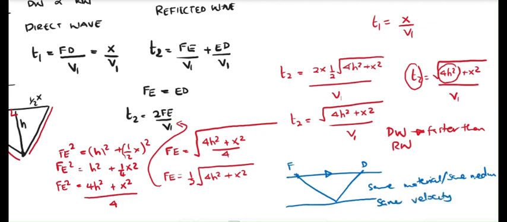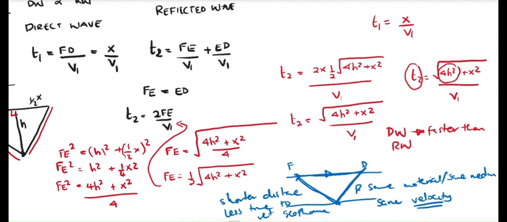Now they are traveling in the same medium, which means they are traveling with the same velocity, right? If they are traveling with the same velocity, let's consider their distance. The reflected wave is going to move from here to here, then back from here to here, but it's going to take a very short distance. Do you get it? Because they are traveling with the same velocity, the direct wave, which is traveling through a shorter distance, will require less time to get to the geophone. Do you get it? So in this case, we can eliminate what? The reflected wave.